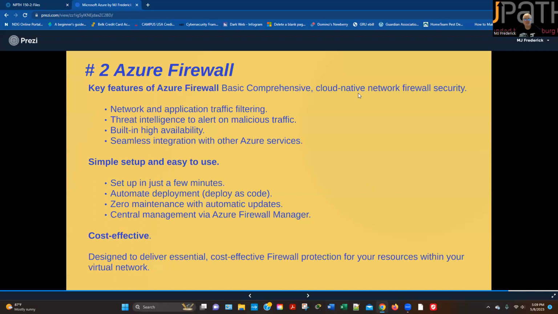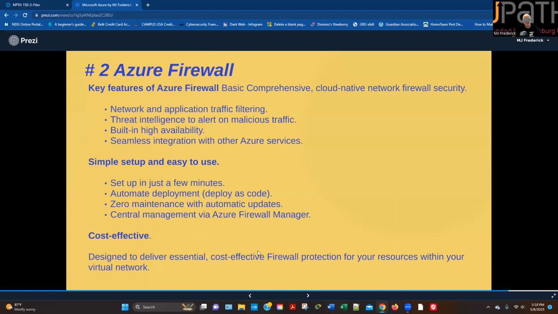It has built-in high availability, and it's seamless when we integrate it with other Azure services. So if you had other services you signed up for and are paying for in Azure, it will integrate very well with the others. It'll play nicely with the others. It's very simple to use. It takes only a few minutes. It uses automatic deployment and zero maintenance, which is why a lot of people like using Azure. And there is central management via a management system for the firewall. So you'll have Azure Firewall Manager.